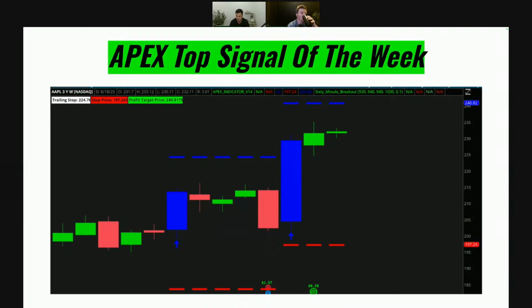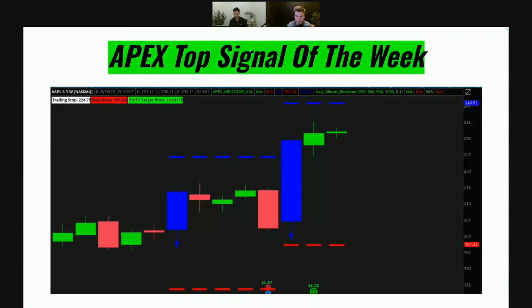And I'll just type this up. Apple, profit target is 240, which is not far off for this stock. And stop loss, which it's well above now, is 197.24. And if we look at Apex historically with Apple, I'll just post this in here.